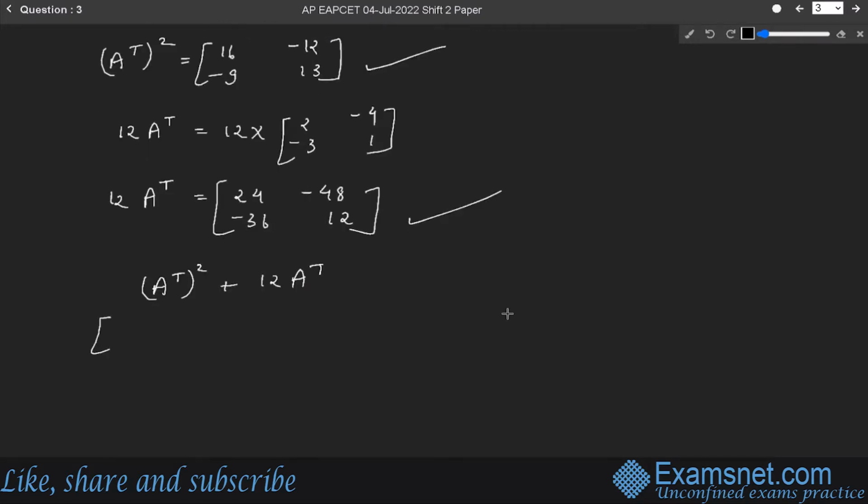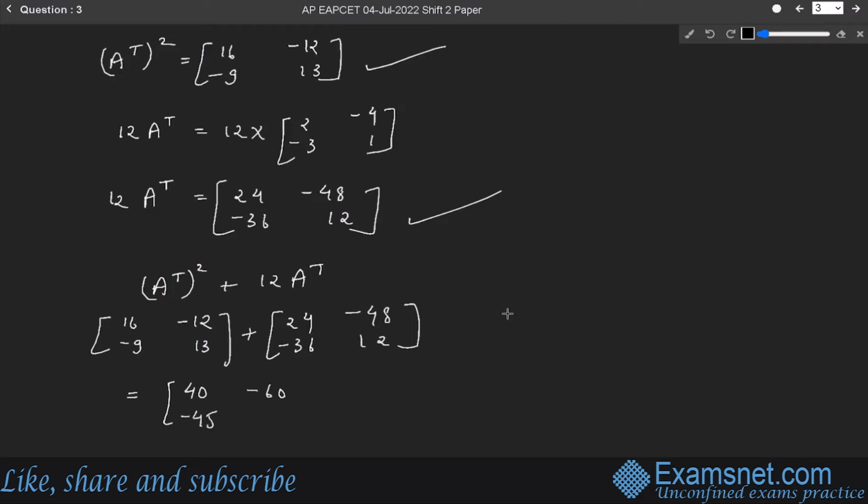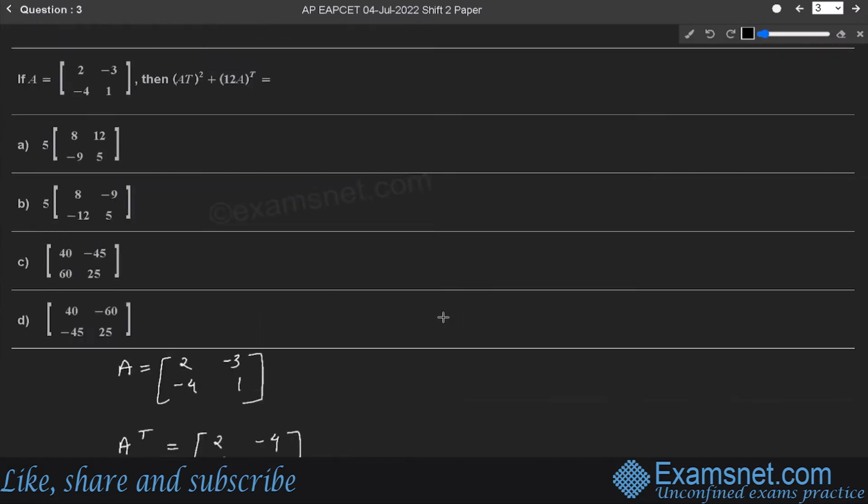On adding both the values, it will be 16 minus 12 minus 9 and 13 plus 24 minus 36 minus 48 and 12. On adding, we will get 16 plus 24 is 40, minus 12 minus 48 is minus 60, minus 9 minus 36 is minus 45, and 13 plus 12 is 25. So this is the required value for the given matrix. Therefore, option number D is the correct option here. I hope this question is clear to you.